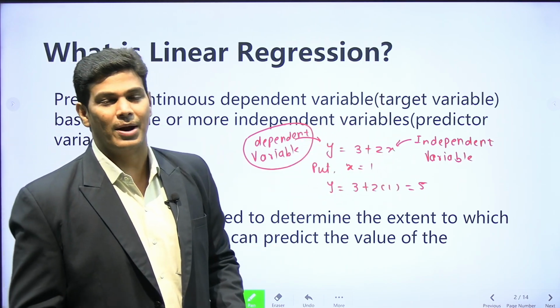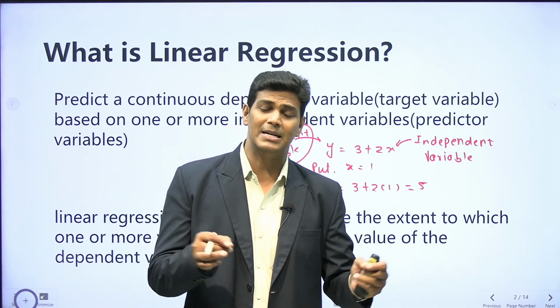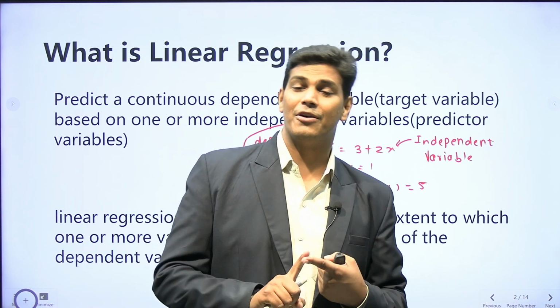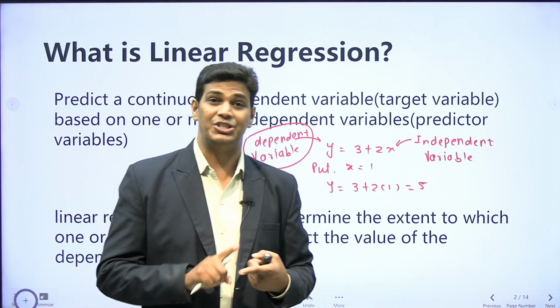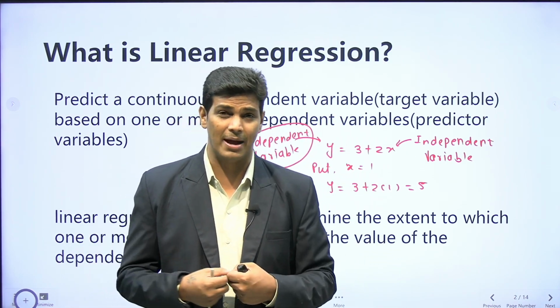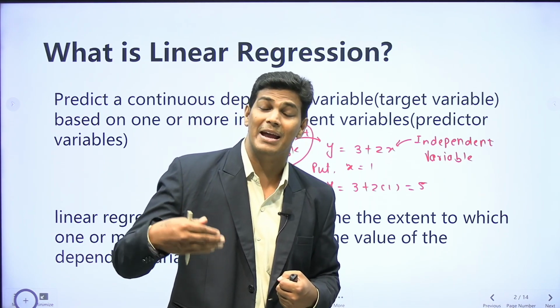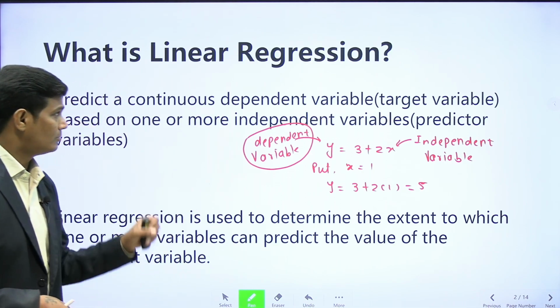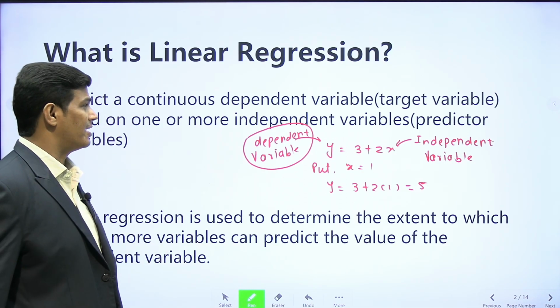Let's take the example. If you want to calculate the blood pressure of any person, it is dependent on the age of the person, and the gender of the person, whether it is male or female. So here we have multiple independent variables on which the blood pressure is dependent. Clear? The basic concept of linear regression.